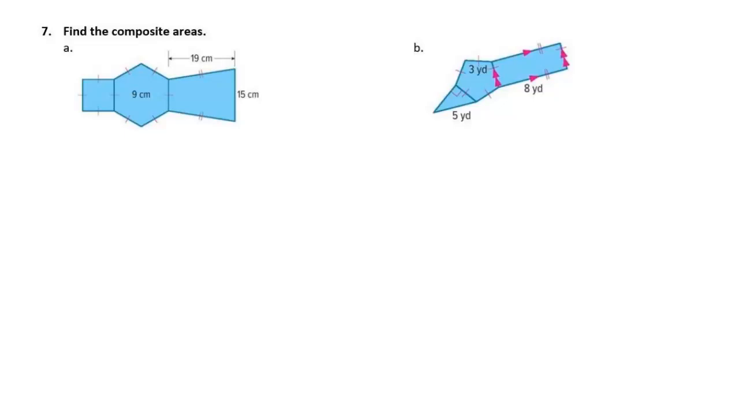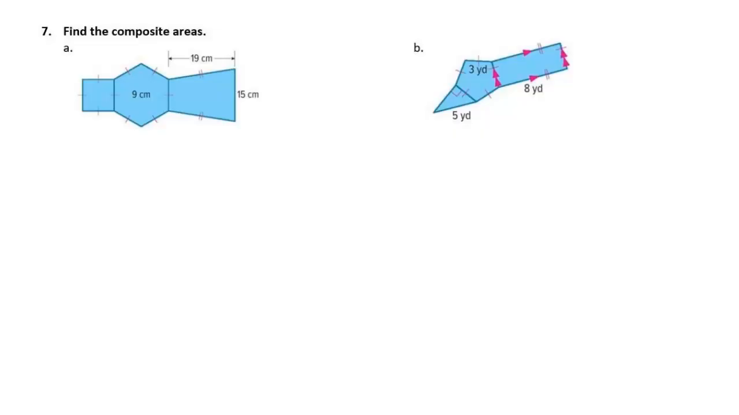So today we are going to talk about composite areas, today and tomorrow. Composite areas are where you take two or more shapes and you put them together. Sometimes you're going to take these shapes and put them together like it looks like here in A or B, and sometimes we're going to be cutting a hole out of another shape.